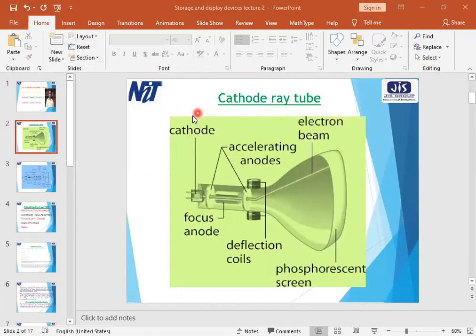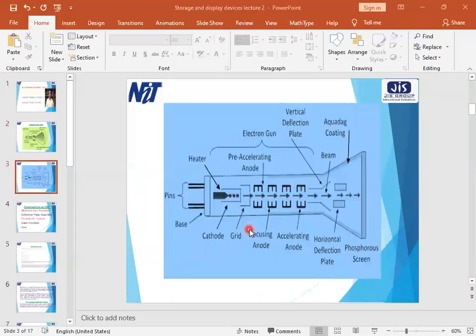This is a photograph of a cathode ray tube, in which you see the cathode. This cathode has two pins, and this one is the focus anode. This and this one are the two accelerating anodes, which accelerate the electrons ejected by the cathode, and this one is called the deflection coils, which deflect the electron beam so that it can fall over the phosphorescence screen.